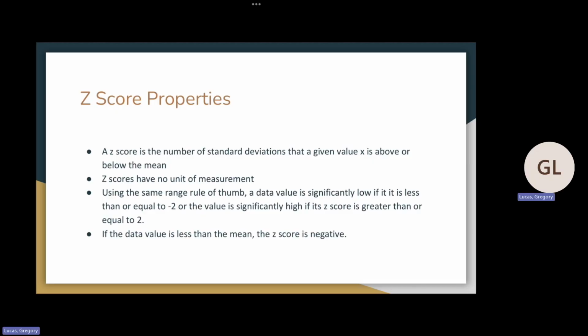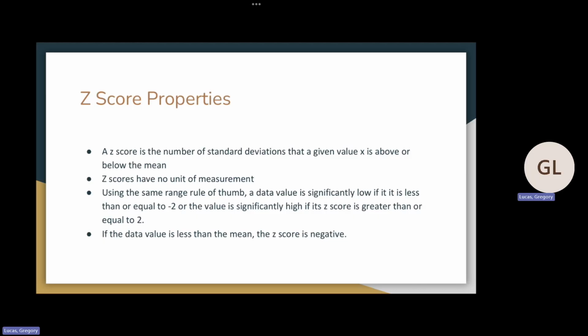Some properties of z-scores. A z-score is the number of standard deviations that a given value x is above or below the mean. Z-scores have no unit of measurement. So they'll always just be a number, and we're typically going to have two decimal points. Using the same range rule of thumb, a data value is significantly low if it is less than or equal to -2, or the value is significantly high if the z-score is greater than or equal to 2.